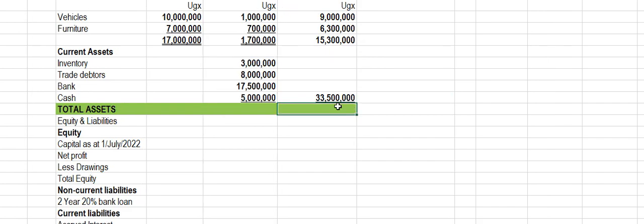Total assets, non-current plus current, that gives you 48,800,000.